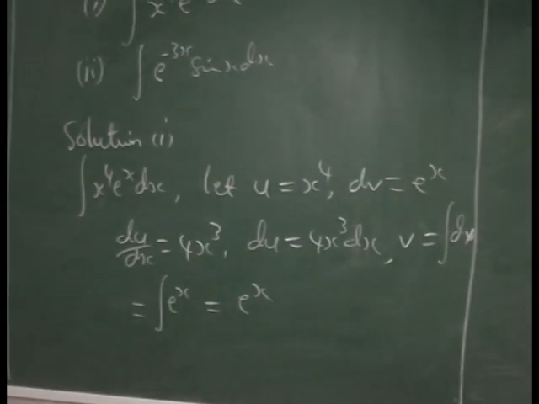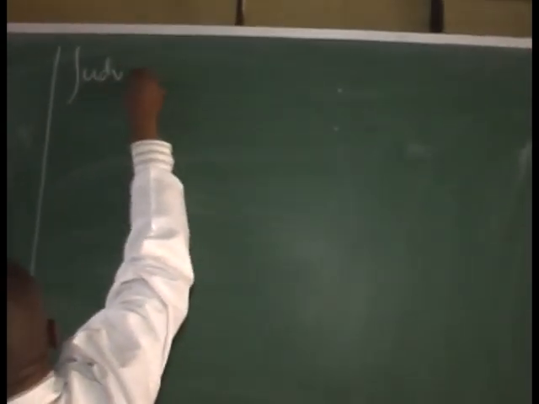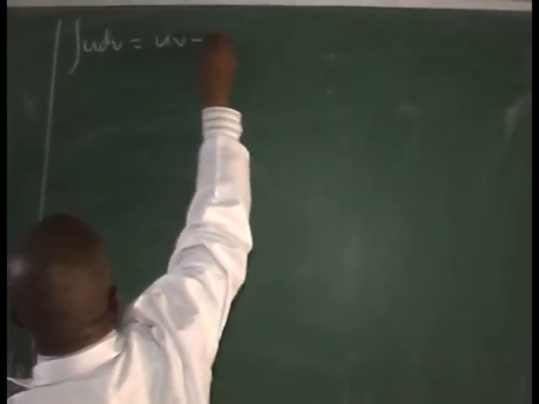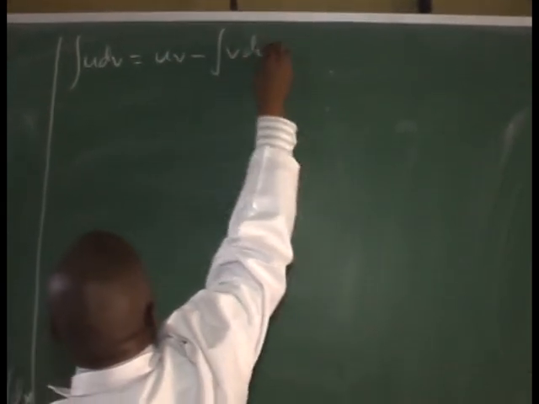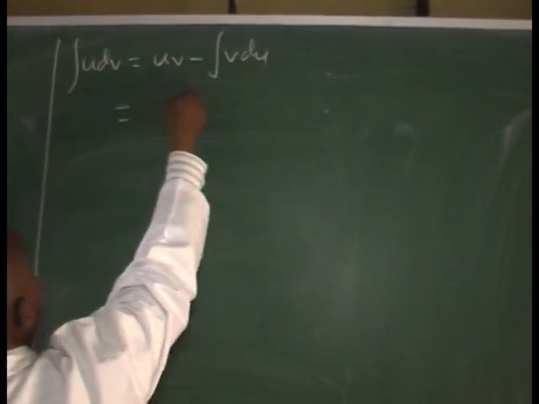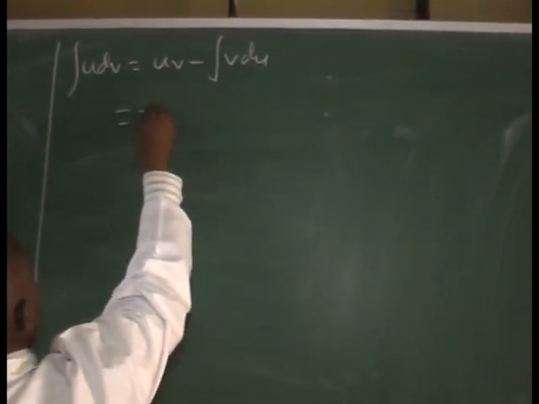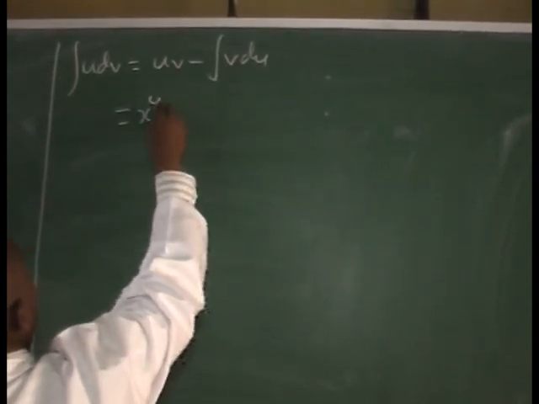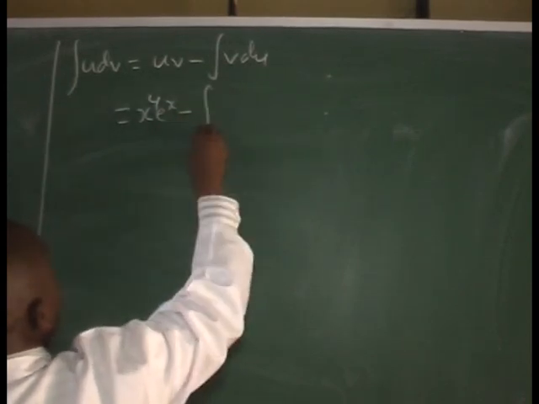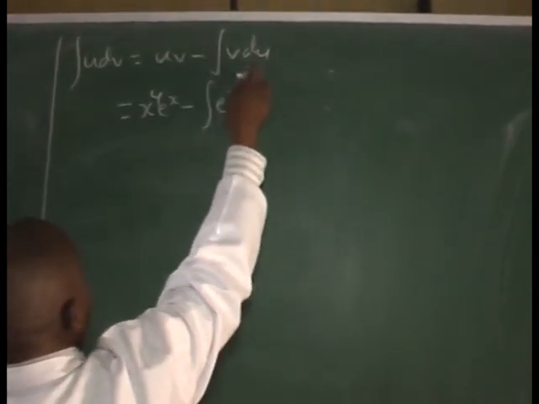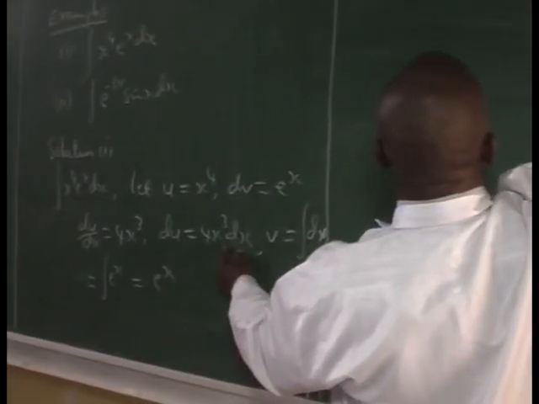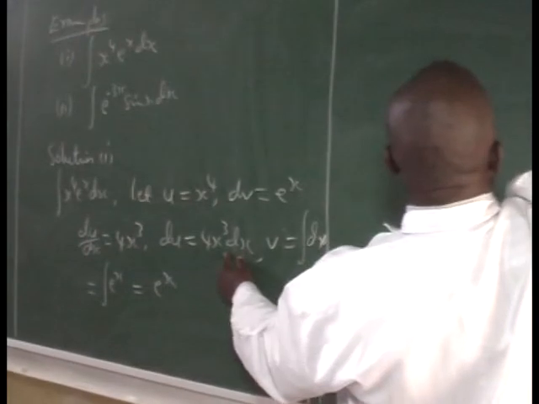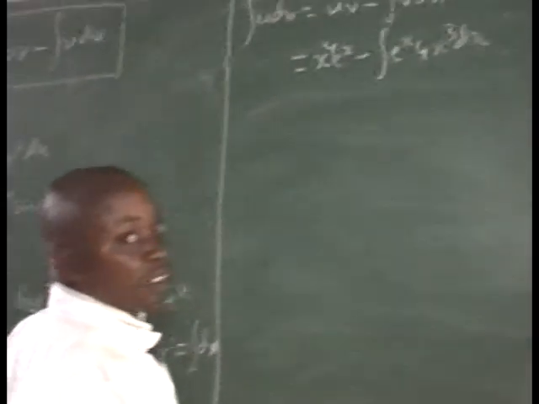So, using the formula, integral u dv will be equal to uv minus integral v du. So we have uv, and u is what? x raised to the power 4, exponential x, minus integral v, which is exponential x, du. See, du is 4x dx.